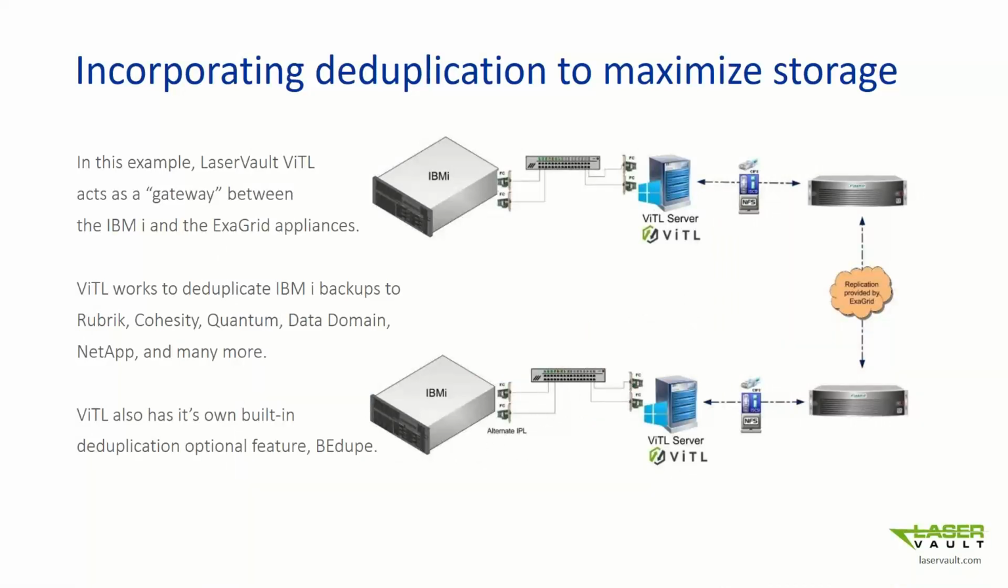Okay, so data deduplication is done a number of different ways. We do work with several backup appliances: Rubrik, Cohesity, Quantum, Data Domain, NetApp. Any of these applications, including Exagrid, perform backups with other platforms, open systems, Unix, Linux. Many times customers are using LaserVault as a gateway to save to those backup appliances. So you can leverage any existing backup appliance that you're using for open systems for your IBM i data.